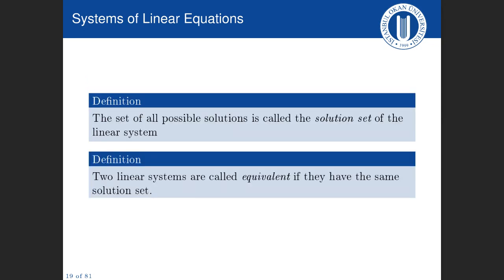The set of all possible solutions is called the solution set of the linear system. And another definition, two linear systems are called equivalent if they have the same solution set.